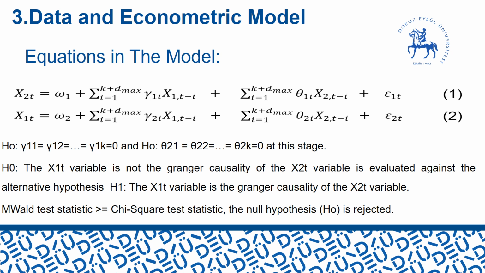For this equation, the null hypothesis means that x1t is not Granger cause of x2t, against the alternative hypothesis. The alternative hypothesis means that x1t is Granger cause of x2t. If the estimated modified Wald test statistic is greater than the chi-square test statistic, the null hypothesis will be rejected.